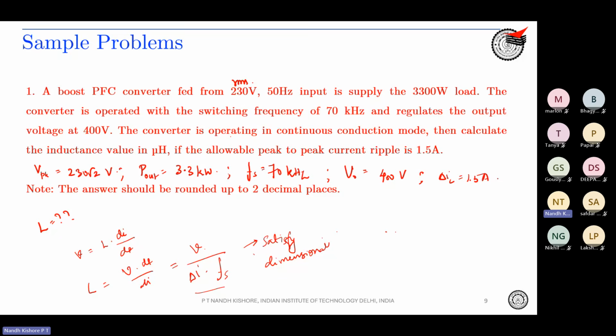So you list out what is known basically. V peak is known, 230 root 2 volts. The output power is 3.3 kilowatt. Assume a lossless case, so your power level is kind of constant everywhere, correct? And the switching frequency is 70 kilohertz. V naught is 400 volts. Delta IL is 1.5 amperes.